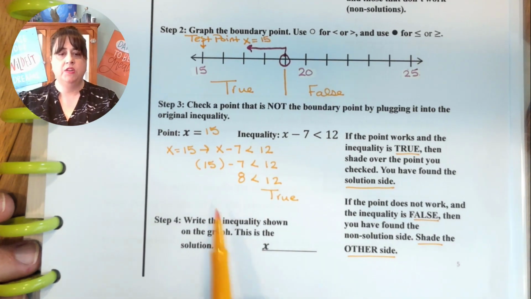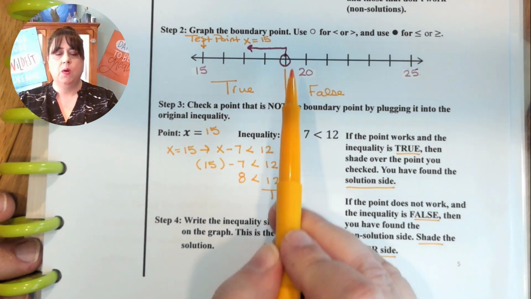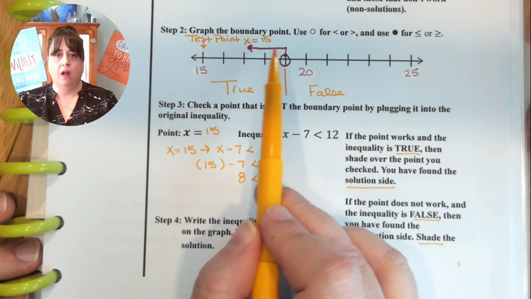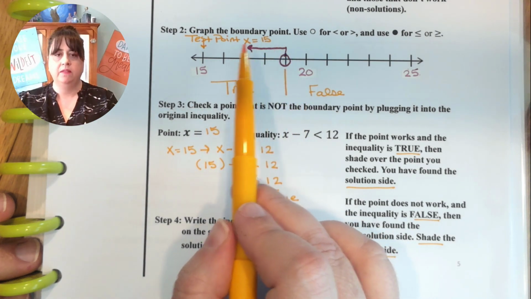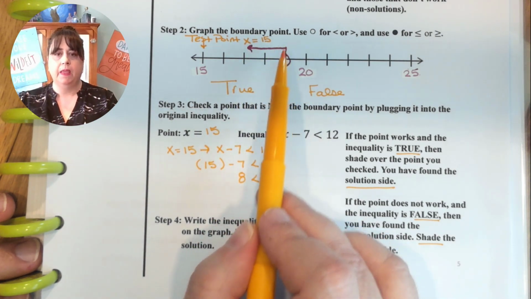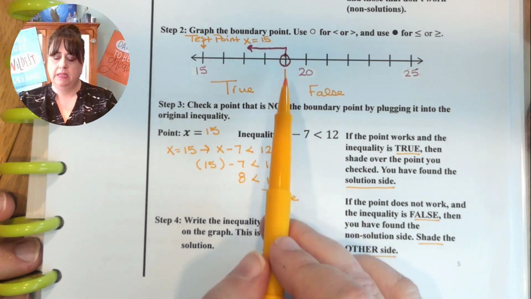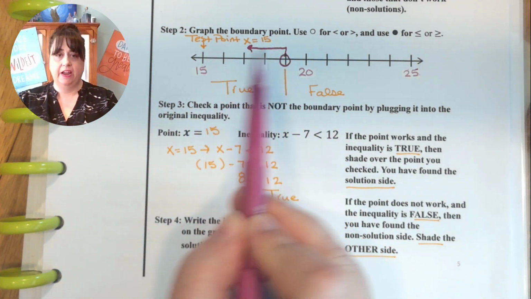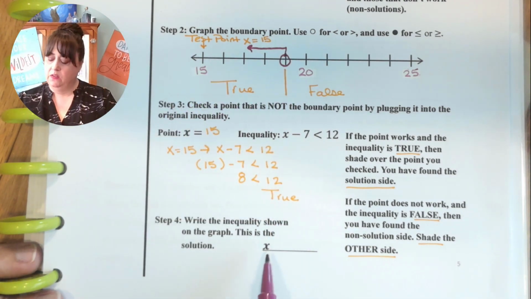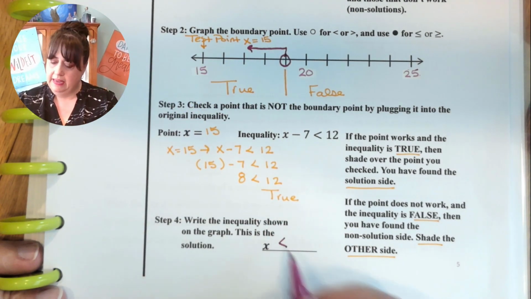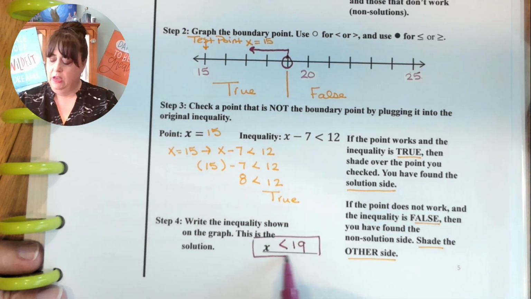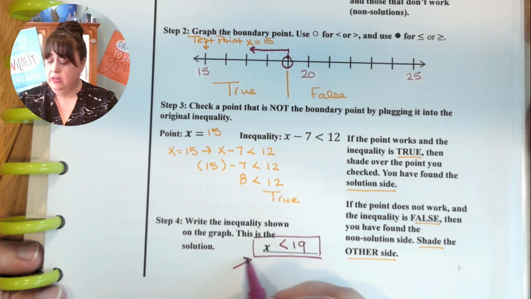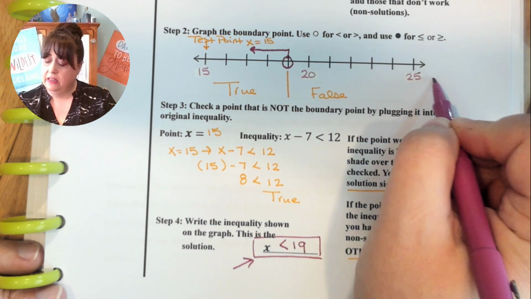So now we need to write the inequality. So how do all of the numbers, the x's, compare to 19? Well, all of the numbers are less than, so the x's are less than 19. The solution is that and the number line.